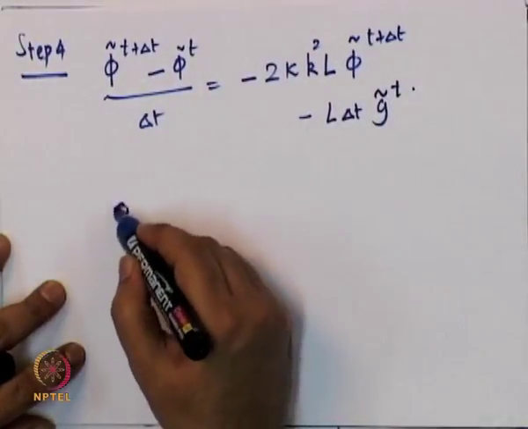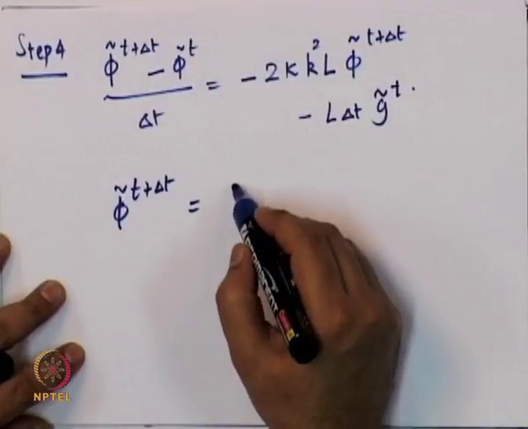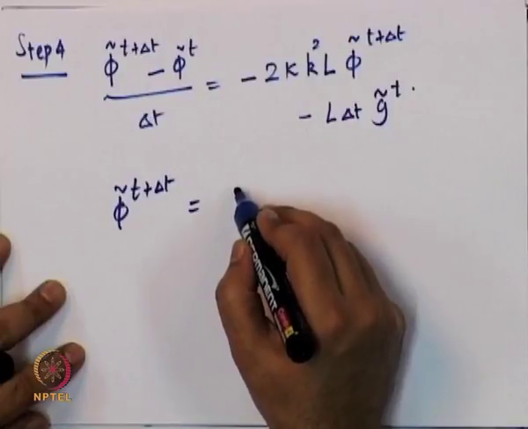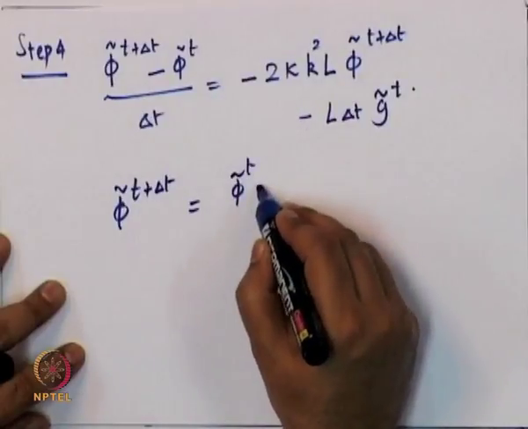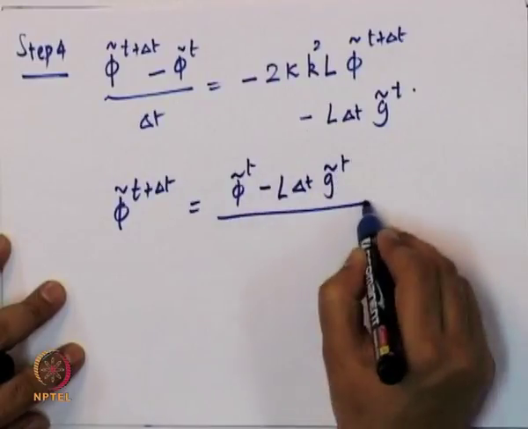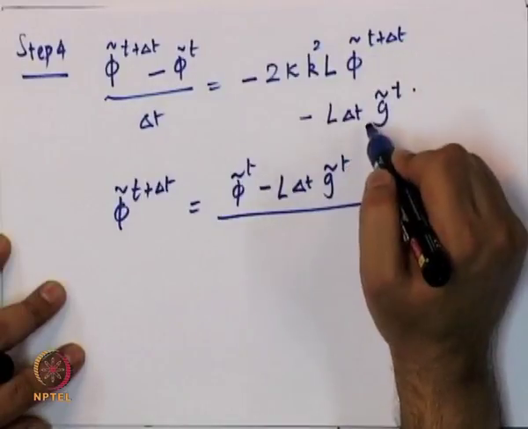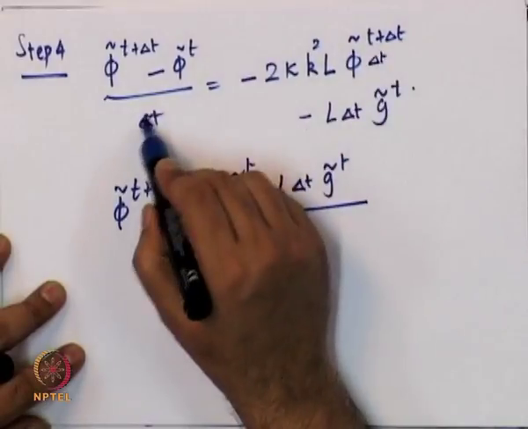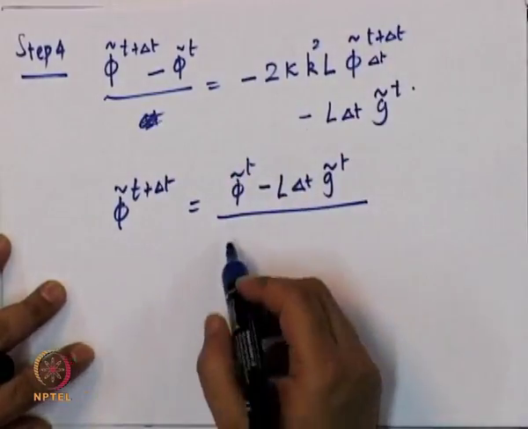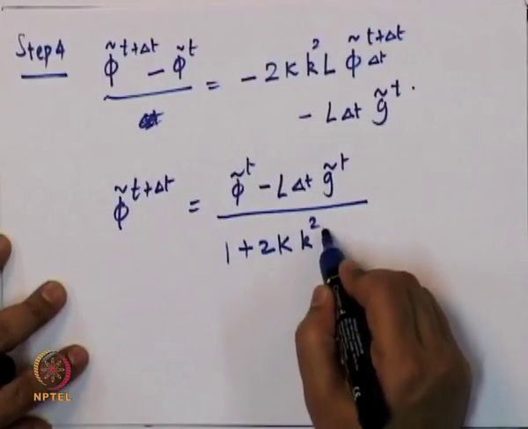So, that implies phi tilde at t plus delta t is equal to phi tilde at t minus L delta t g tilde at t, divided by, so this also has delta t, 1 plus 2 kappa k squared L delta t.